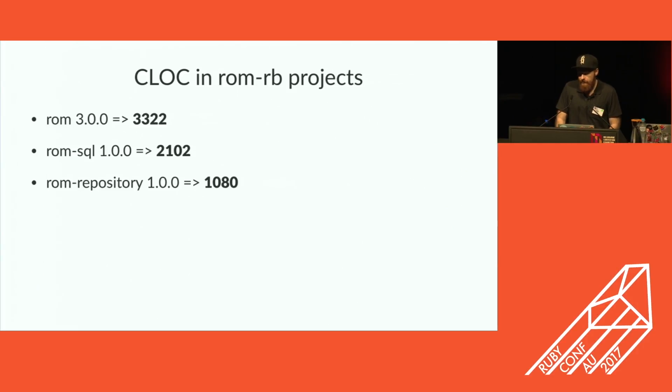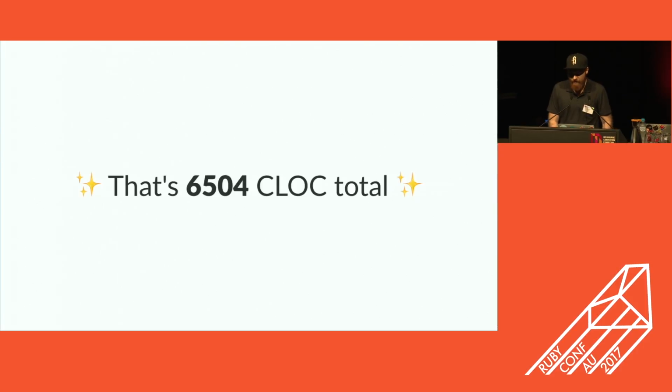Our SQL adapter has 2,102 lines of code. And my favorite example, repository with a ton of really advanced features like automatic mapping, like automatic commands, like changesets, is just 1,080 lines of code. Now, even when we add all of that, it's just 6,504 lines of code. That's very little code if you take into consideration all the things that you can do with ROM and all the features that we have.